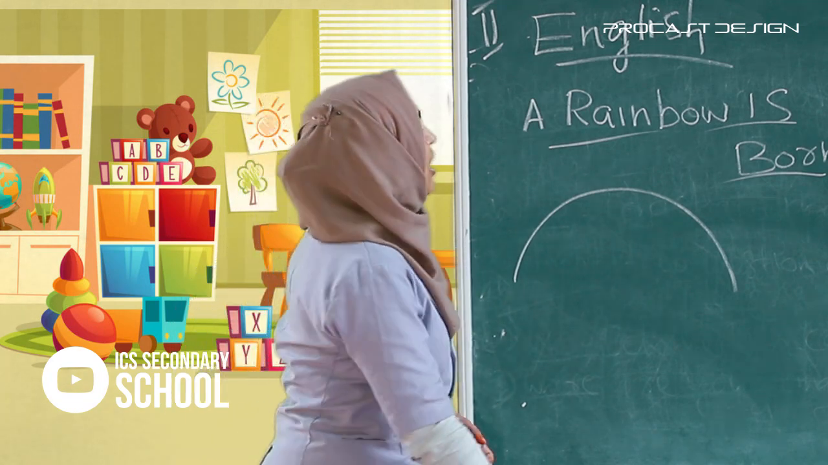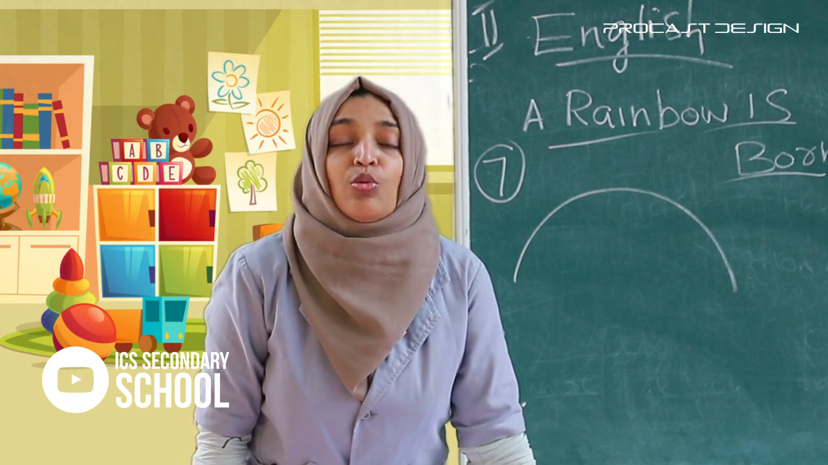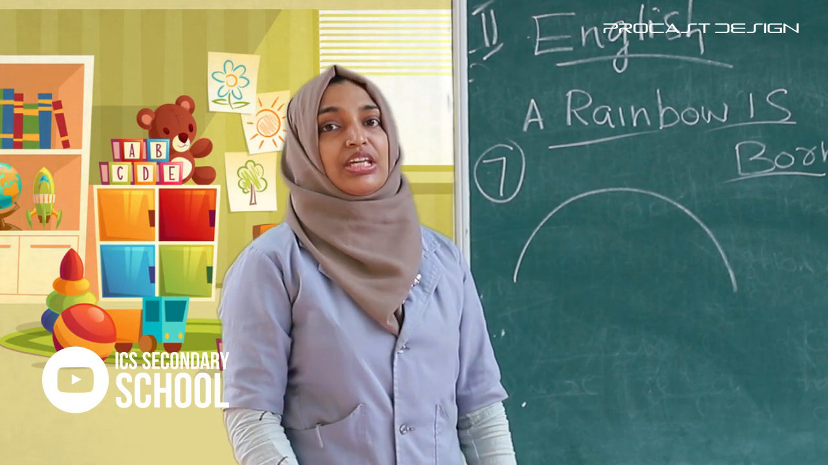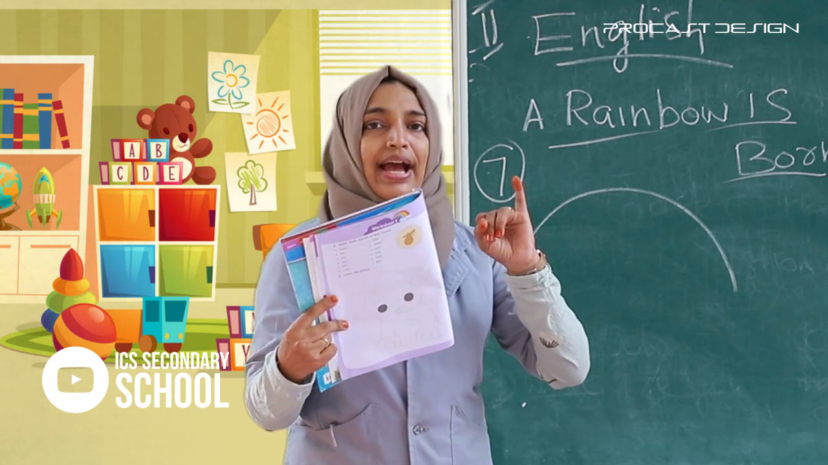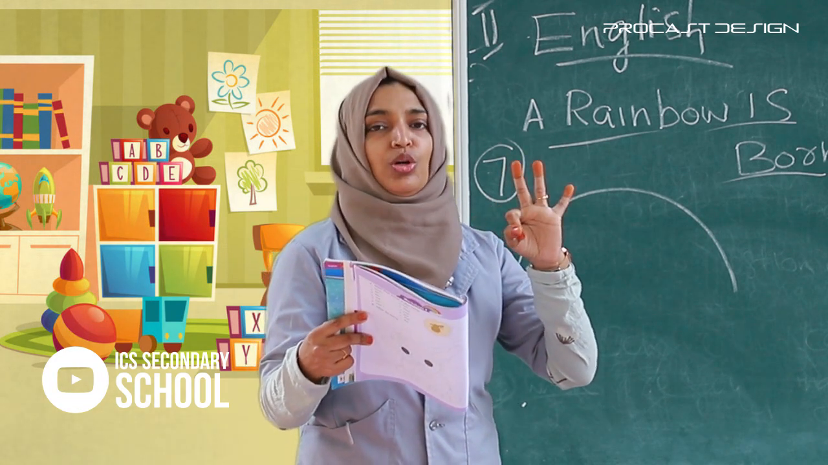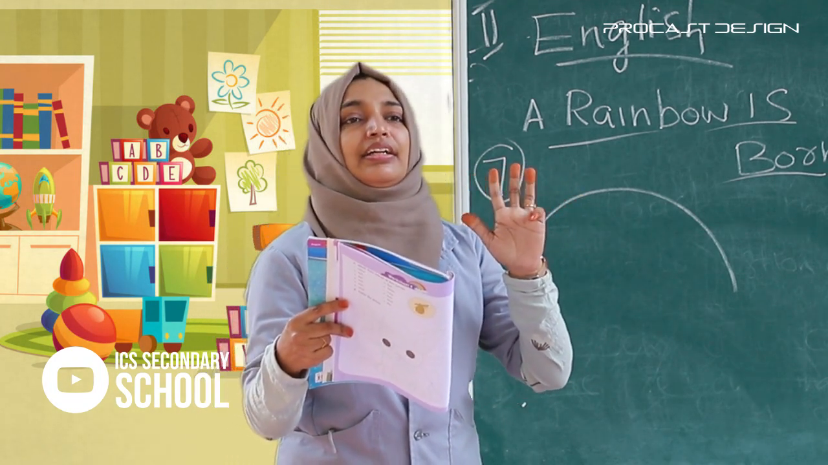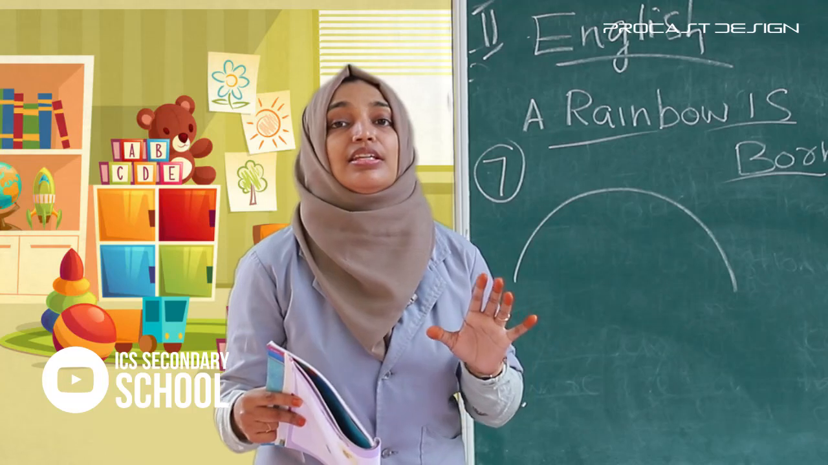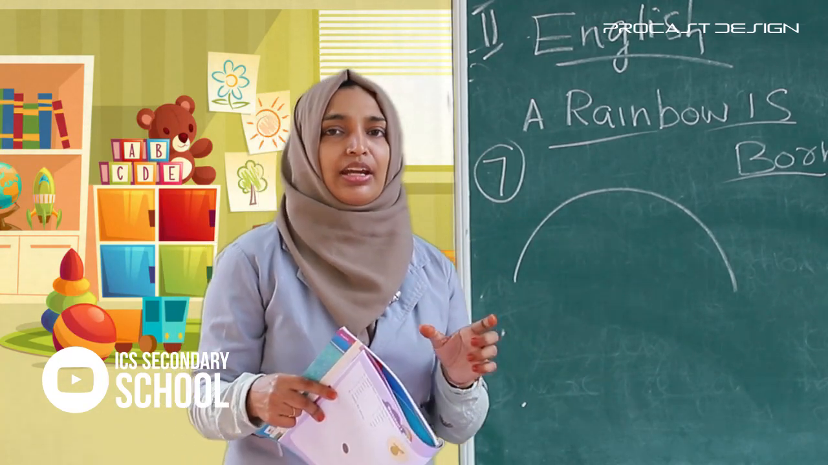Do you know how many colors there are in a rainbow? Yes, very good. There are 7 colors in a rainbow. Which are the colors? Can you say? Violet, indigo, blue, green, then orange, red, yellow. These are the 7 colors in a rainbow.